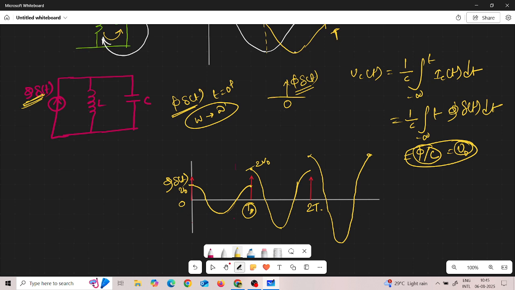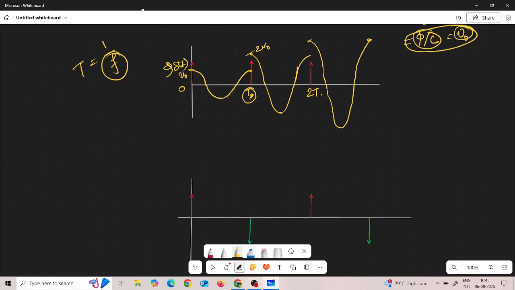I hope you understand. As these pulses come exactly at T, here T is 1 by f, and f is the resonance frequency. If the pulses come at different positions, then they may cancel out. We don't get exactly this kind of waveform, right? Now let's see another example.